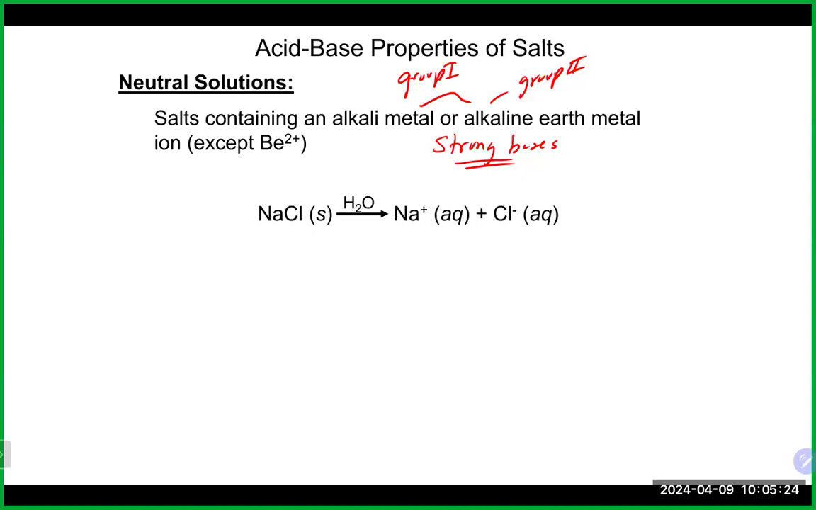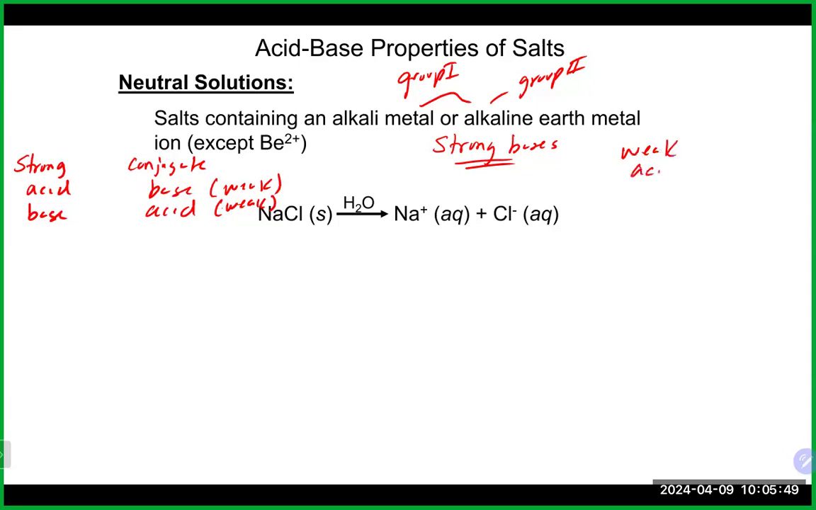conjugate acid. So just a reminder on that relationship: if we have a strong acid, its conjugate base will be relatively weak. And if we have a strong base, its conjugate acid will also be relatively weak. Now, if we have a weak acid, its partner, its conjugate base will be relatively strong. And if you have a weak base, its conjugate acid will also be relatively strong.